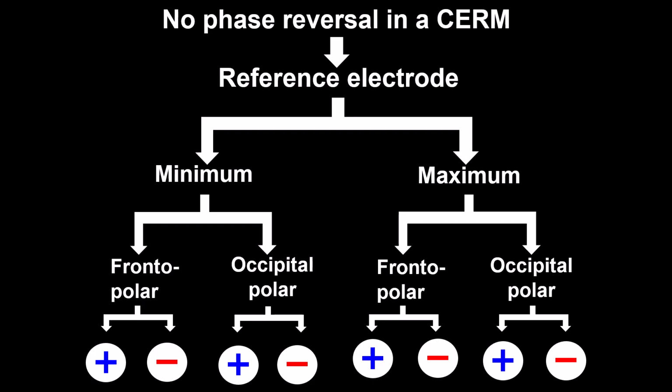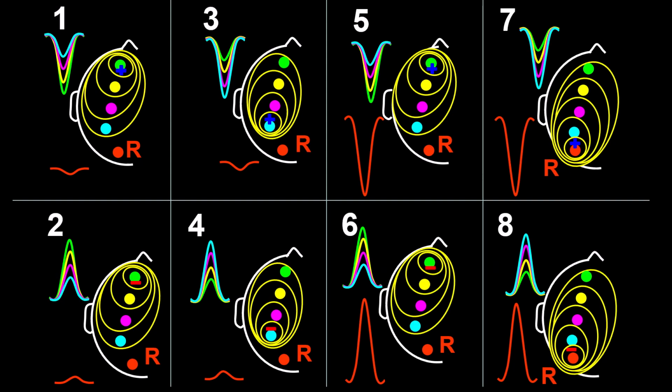In the next frame, I am going to represent each of these possibilities as diagrams. To make this clear, I have given each of these possibilities a number in this frame, as you can see, going from 1 to 8. Possibilities 1 and 2 represent positive and negative frontopolar fields, with the reference being at the minimum.